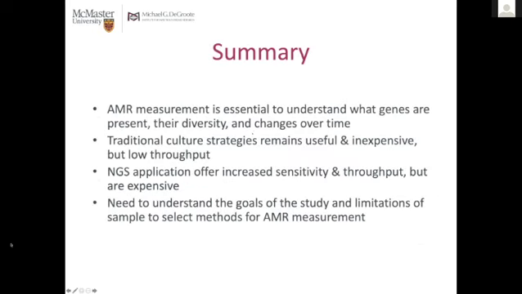So it's really important to measure AMR if you want to understand what genes are present, their diversity, and how they change. All of these methods are useful. Culture is useful. It's really inexpensive. Next generation sequencing is really great if you know what you're looking for, but you really need to understand what the goals of your study are to make sure that you get the right methods.